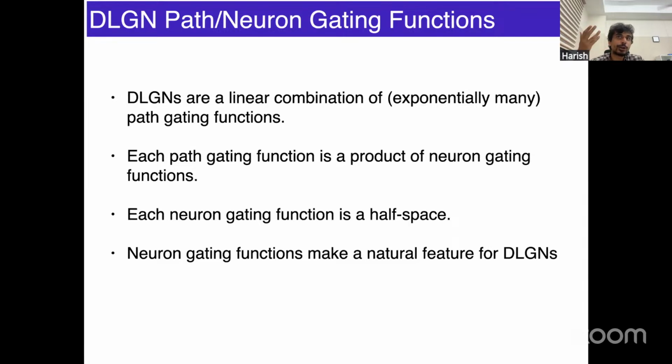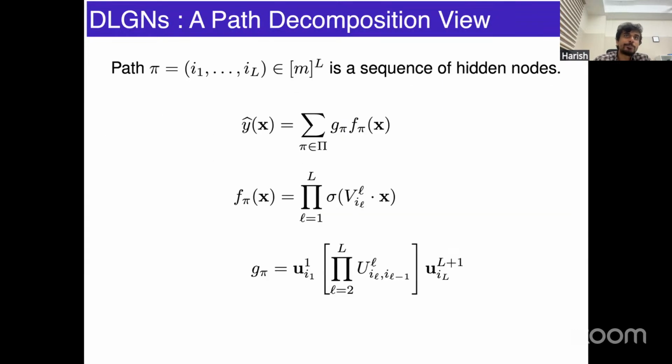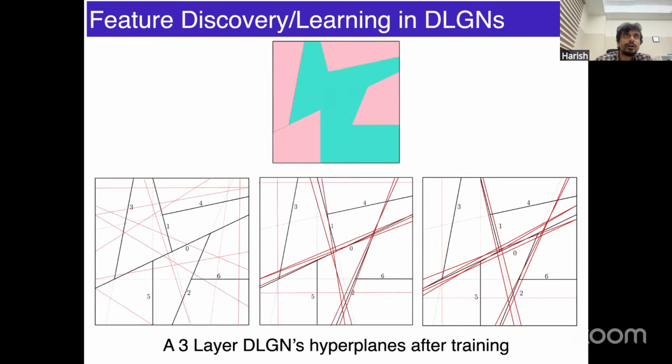It's a way more complicated thing. And because it's not a product of half spaces, the path features don't really make sense. They are powerful, but you can't really make sense of the path features. Unlike here, where each path feature is simply a product of half spaces. So right, now we can ask the question: how does feature discovery happen in DLGNs?